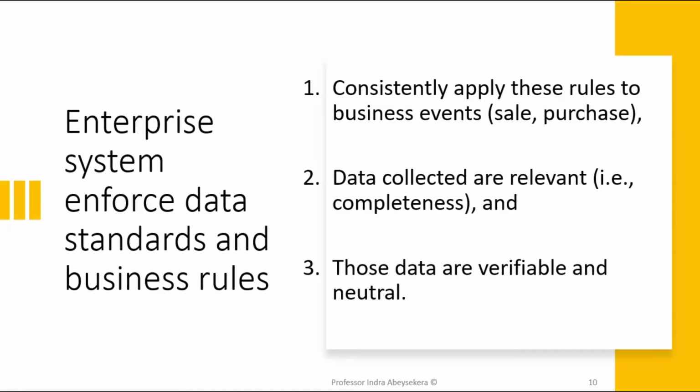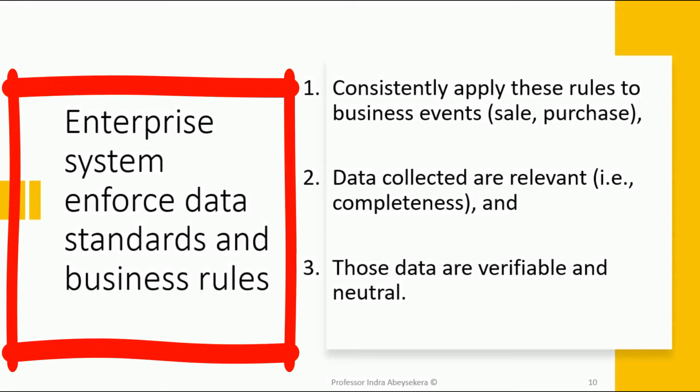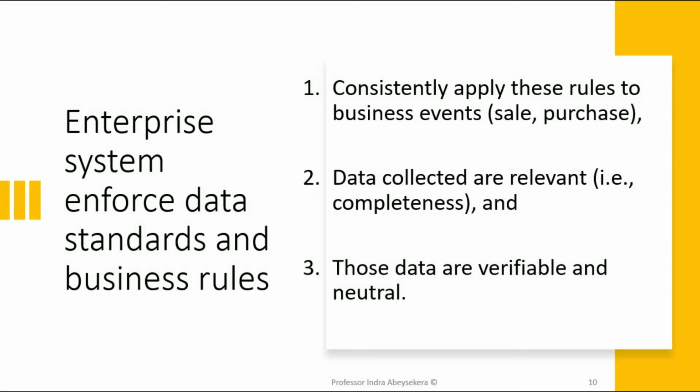Enterprise system enforces certain data standards and business rules. Let's look at these enterprise or business rules now. These rules apply to the business events. These business events take place in relation to sales, purchases, and also human resources. Data that we collect and accept should be relevant to the enterprise. They should go through certain checks like completeness, accuracy, and so forth. They should be verifiable and neutral.